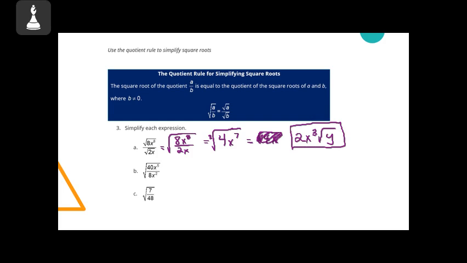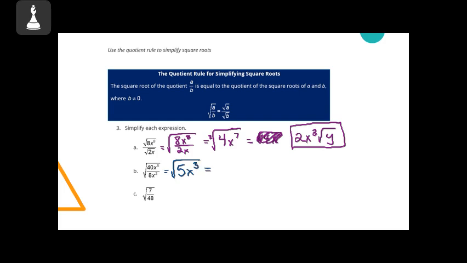In B, they're already under one single square root. So the square root of 40x to the fifth over 8x squared. So again, I'm going to simplify what I can first. 40 is divisible by 8. That gives me 5. And x to the fifth over x squared, there's more x's on top by 3, because 5 is 3 bigger than 2.